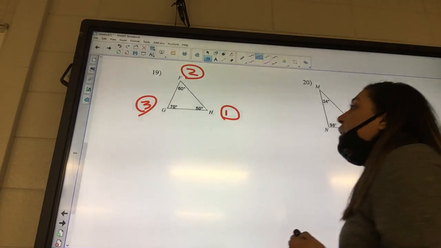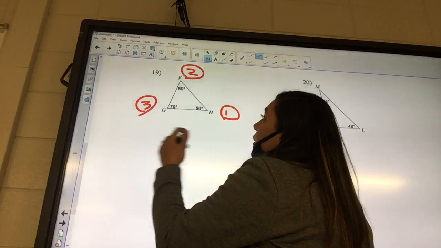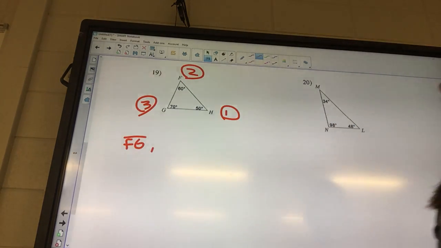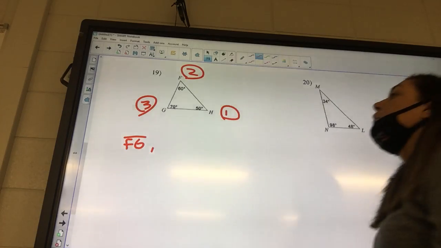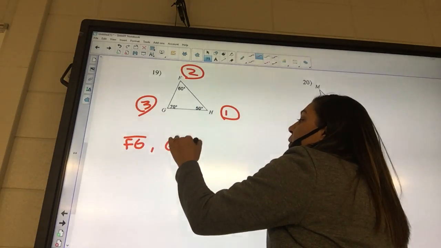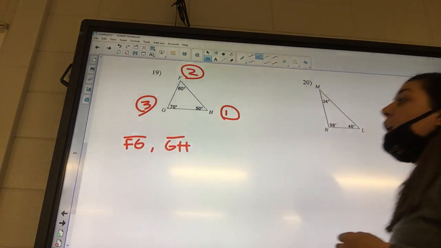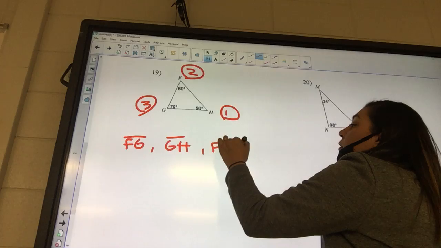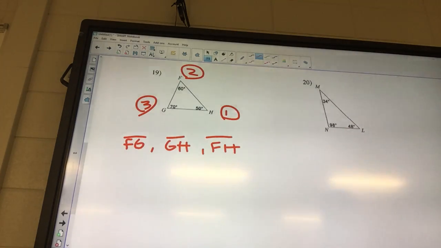So if we covered up H, what do we have left? FG. And then if I covered up F, what do I have left? GH would be the second biggest side. And then I take the third one, which is 70, and G. So what do I have left? FH. Does it matter if you put FH or HF? No, it doesn't matter.